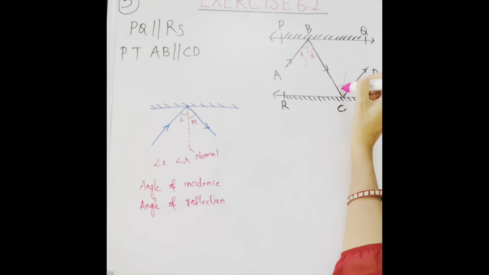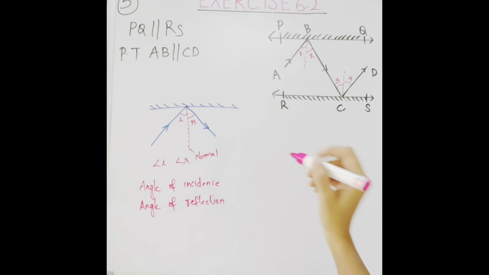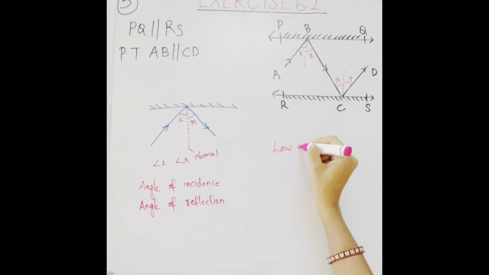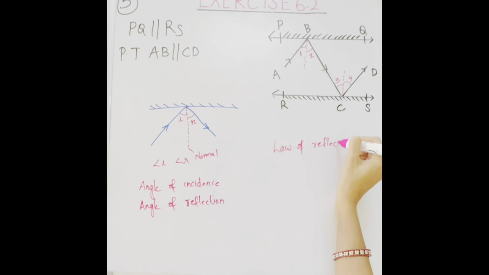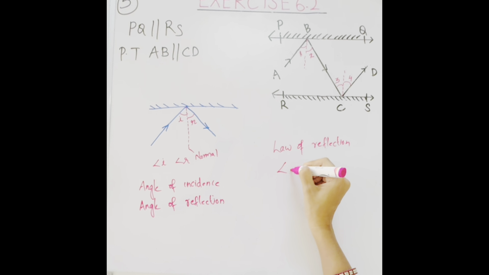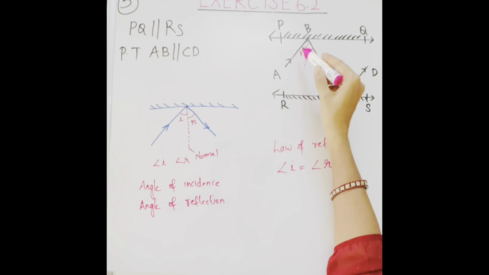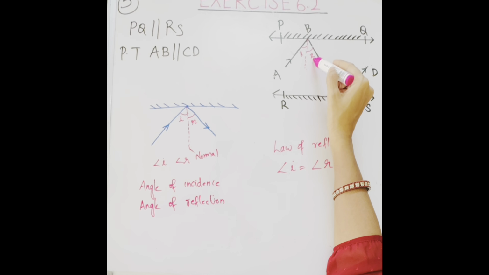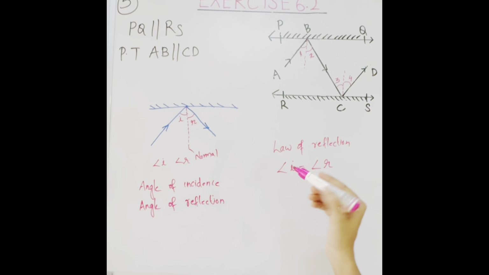This is the angle of incidence here and angle of reflection here. So let's name this angle as 3 and this as angle 4. And also you have learned in the law of reflection that angle of incidence is equal to angle of reflection. Law of reflection states that the angle of incidence is equal to angle of reflection. So we can say that angle 1 is equal to angle 2, and we can also say angle 3 is equal to angle 4. Did you understand the concept?